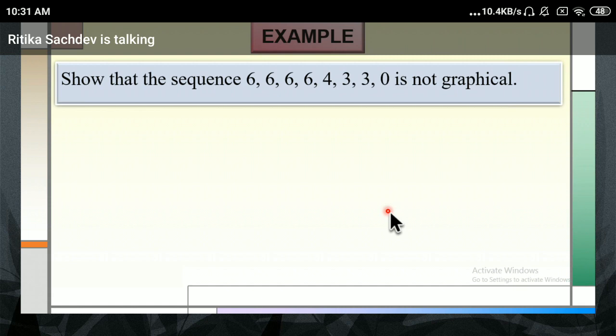What was the second test? In the second test, we said the number of vertices of odd degree should be even. So now check odd degree vertices. This is not, this is not, this is not, this is not, this is not. Okay, I got 3 and 3. But 3, 3 is also 2. So the number of odd degree vertices is even. So it has passed the second test also.